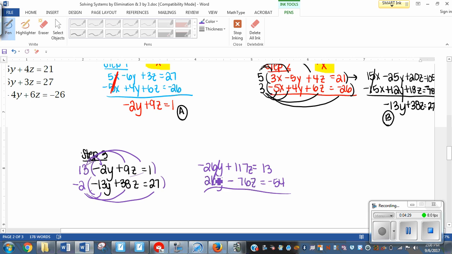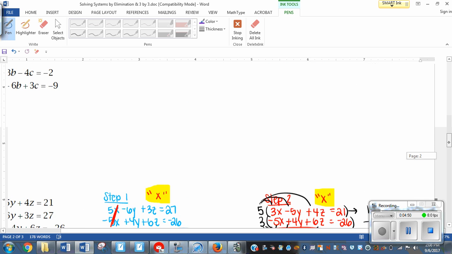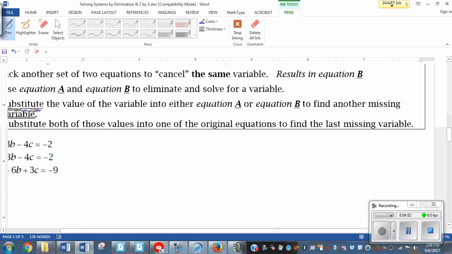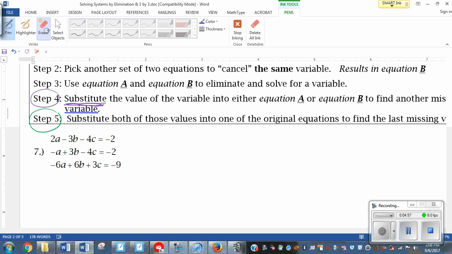Okay, but now we're eliminating y, so we should be left with, when we solve, we should get a negative 1 for z. Okay, now I'm just going to show you where we're at quickly. So we have just completed step 3, okay, where we have taken the equations A and B and eliminated y.